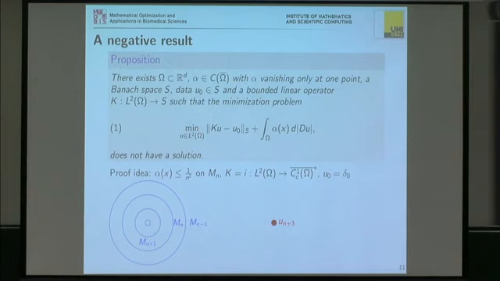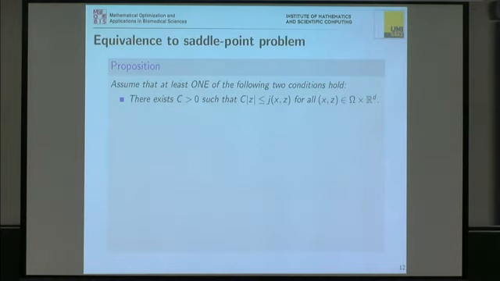So this is somehow a negative result. It tells us that we cannot even expect existence of a solution to the primal problem without any additional assumptions on the integrand J. So let's look in more detail at what the assumptions are.